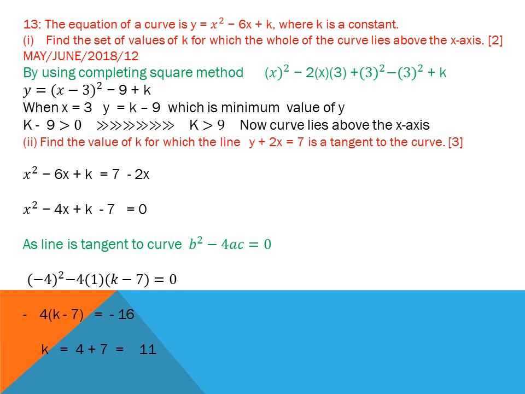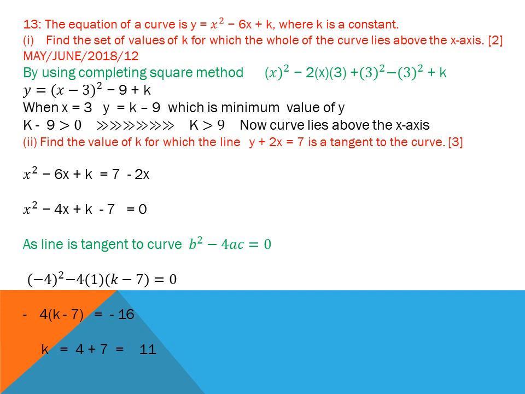Carrying on: find the values of k for which the line y plus 2x is equal to 7 is a tangent. Again, this question type has repeated 3 or 4 times till question number 13. I find that y is equal to 7 minus 2x. Equating the equation of the curve and the equation of the line, I find that x square minus 4x plus k minus 7 is equal to 0.